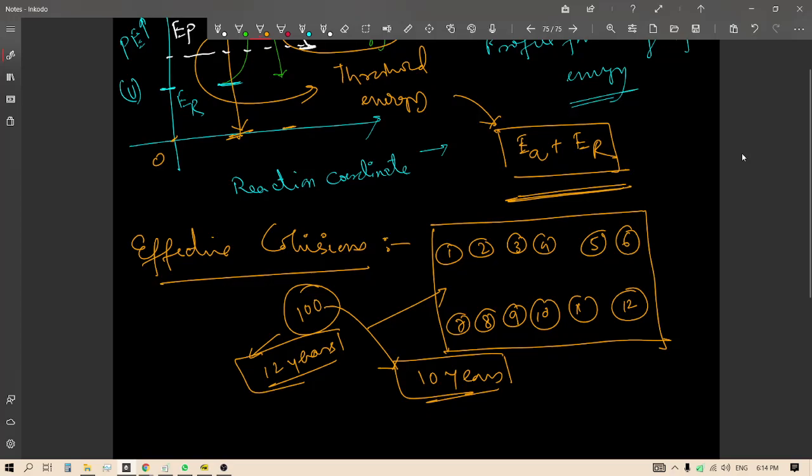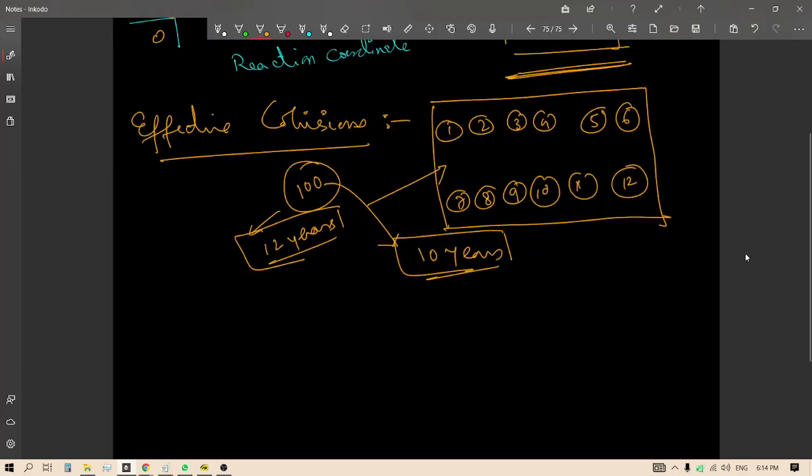For this, let me redefine the concept again. So I can now define activation energy as the total amount of energy needed by the reactant molecule to reach a stage where it can undergo effective collision and change to product. For example, you have 100 reactant molecules.